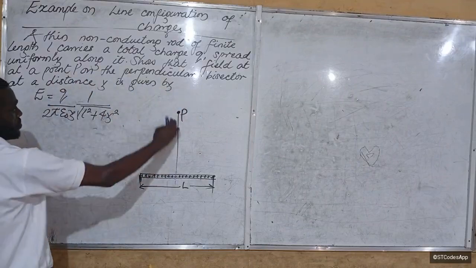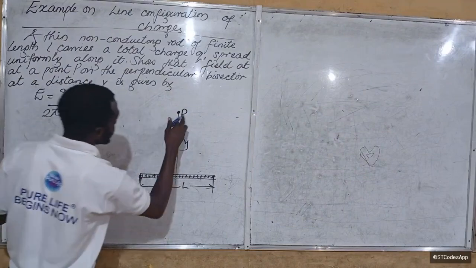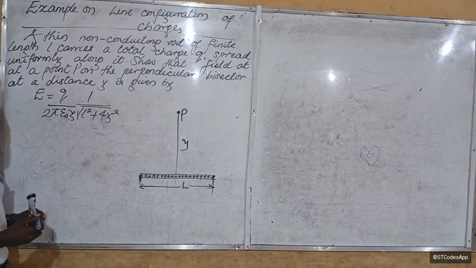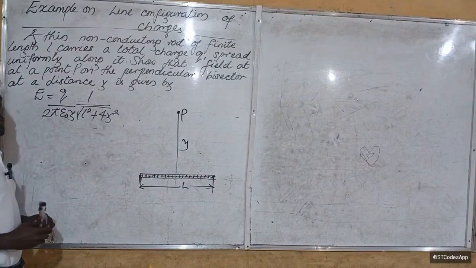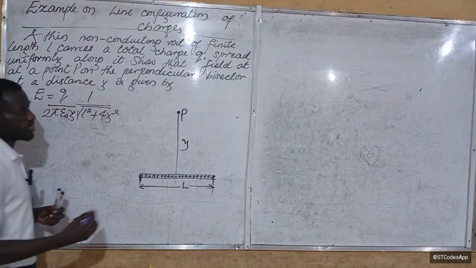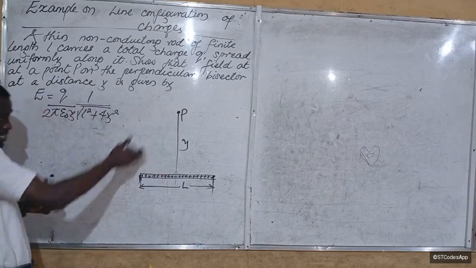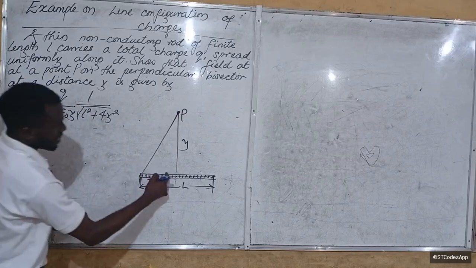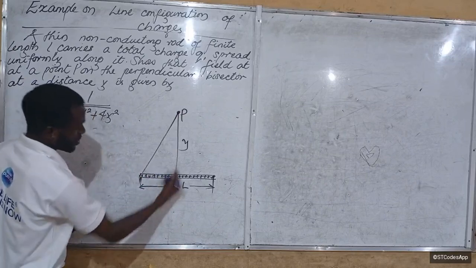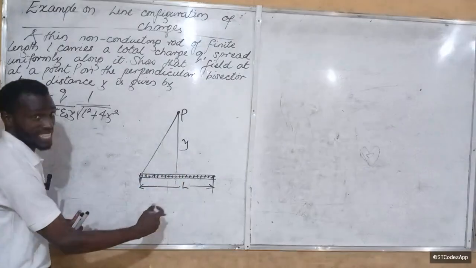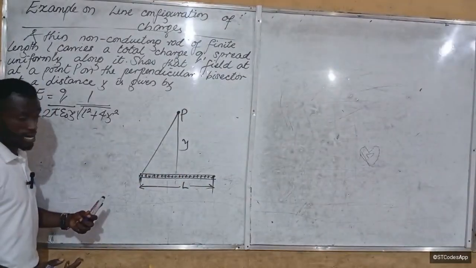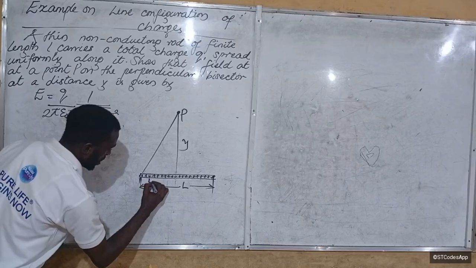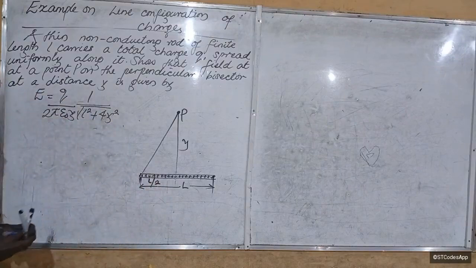this, and this point P is at a distance y away from this charge. Okay, if we make it into a triangle, we're going to have this. So from here to here, since it is bisected, it means it's split into half, right? So from here to here will be half of this length, and half of the length is going to be L over 2. I hope that makes sense.